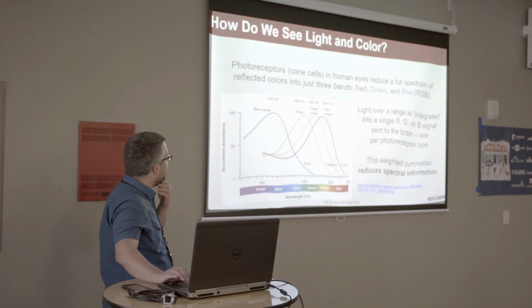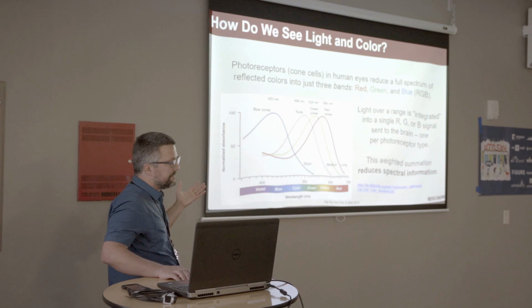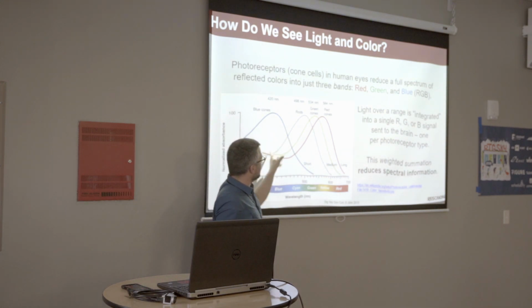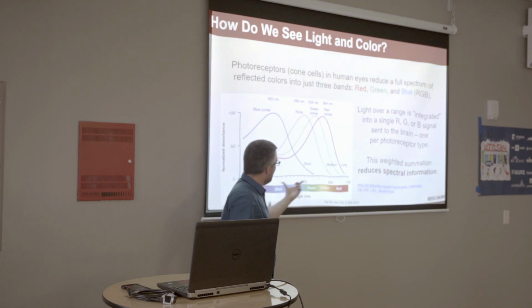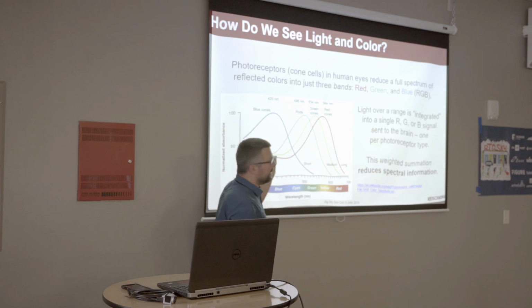So how do we see light and color? Well, it turns out we have 4 different types of cells in our eyes. One of them is rods, which sees a certain band, and those are designed for your night vision. It turns out you see color a lot better during the daytime. And we have 3 cone-type photoreceptor cells that see red, green, and blue.